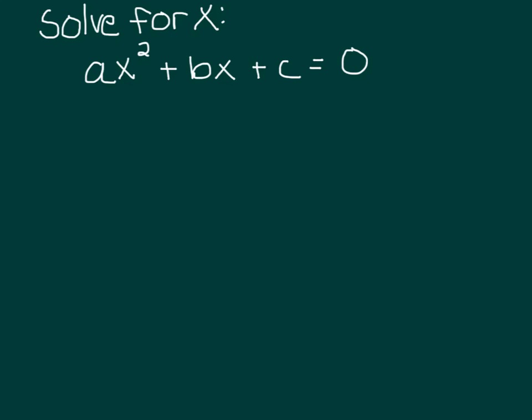Alright, here's a problem for you. Solve for x, for ax squared plus bx plus c equals 0. Now, there's no numbers in here. What are you going to do? Can't factor it because we don't have any numbers. So let's use our completing the square that we learned the other day.